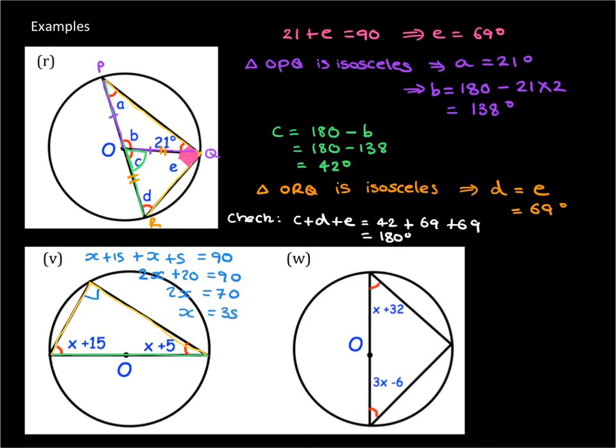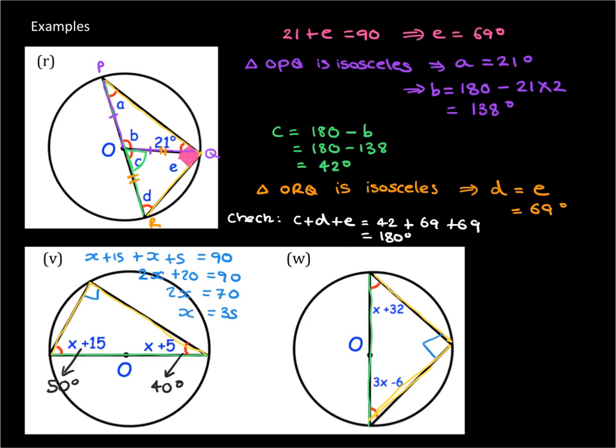Now, if we then have to work out the actual sizes of these angles, well, this one is x plus 15, so 35 plus 15 gives me 50 degrees. And this one is x plus 5, so that is 40 degrees. Now, the very last example, here's my diameter. Here is a chord and my other chord. So here's my 90 degree angle.